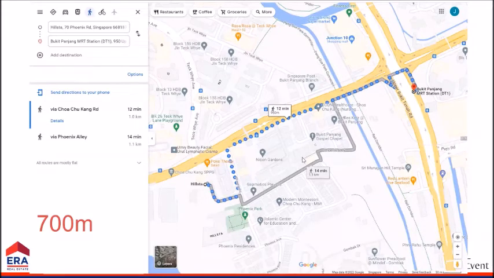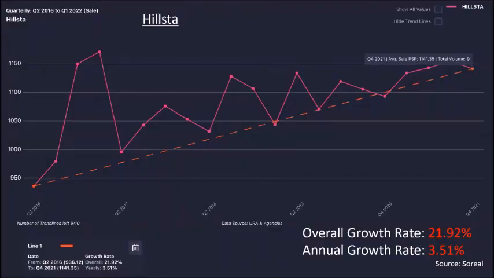Let me show you the data. This is data. This one don't lie one. This is the data from SoRail. You can go and pull out. Q2 2016 over 5 plus years, because before that I think there were no transactions. I pull out because there were no transactions.